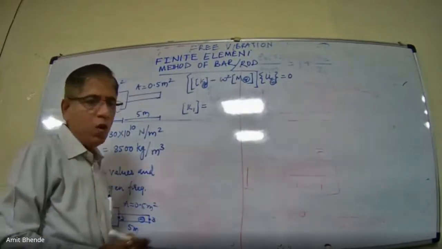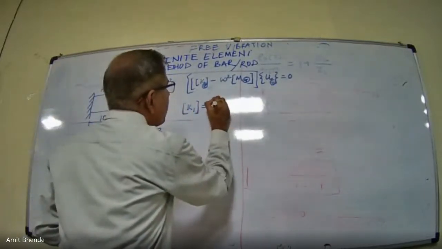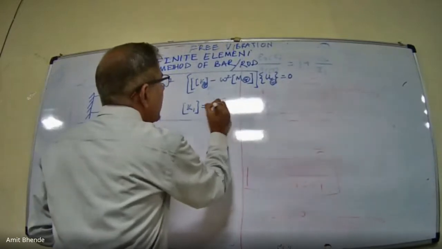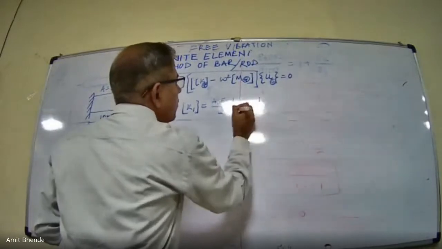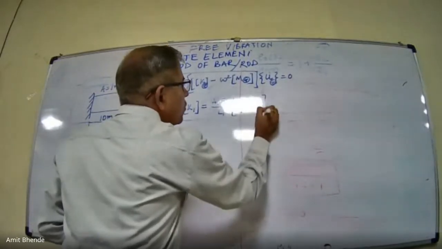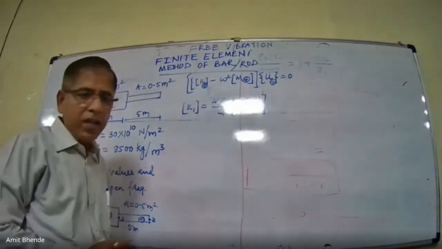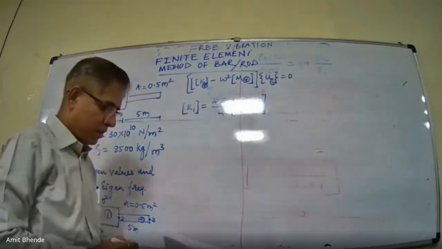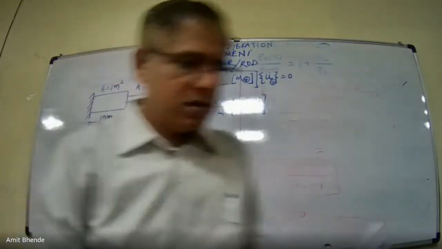Now K1, we know the stiffness matrix for the bar member is A1 E1 by L1 into the matrix [1 -1; -1 1]. So this is the stiffness matrix for 1D bar element. Okay. So A1 E1 upon L1. So now we'll put the values. Okay, I'll change the marker.